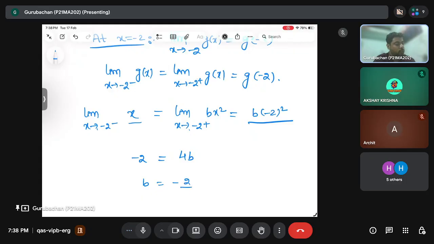Minus 2 by 4. That means minus 1 by 2. Is it clear to everybody? Any doubt in this?